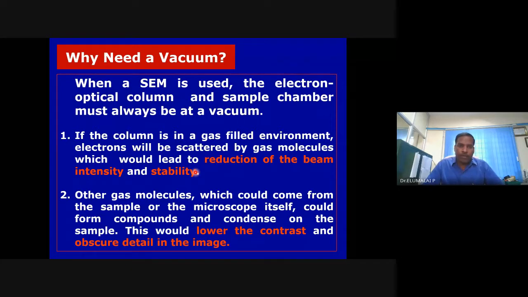As I told you, electrons are prone to scattering. If it is filled with gaseous molecules or moisture, the electron beam will undergo scattering. The purpose will not be served, and you will not be able to get good contrast also. So you need to have a very high vacuum, ultra high vacuum.